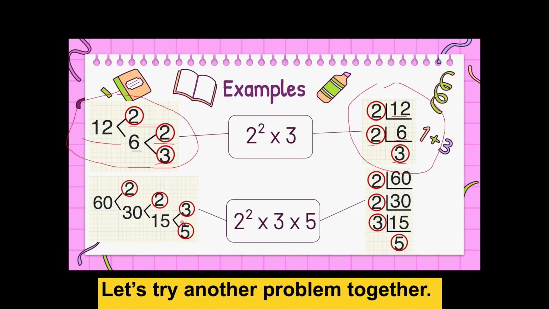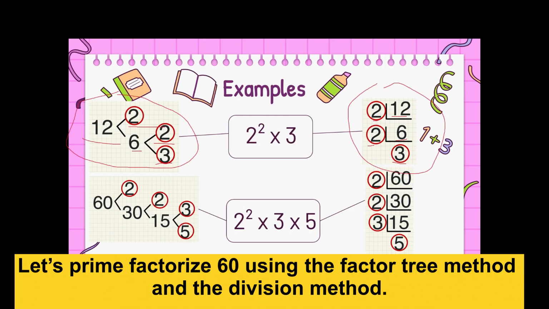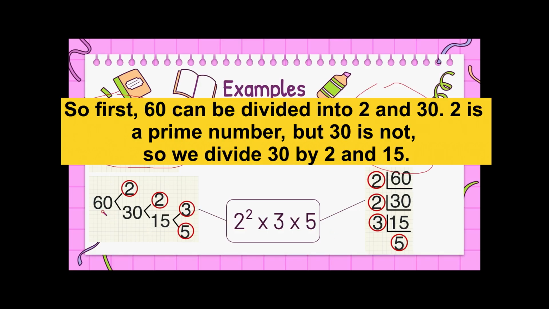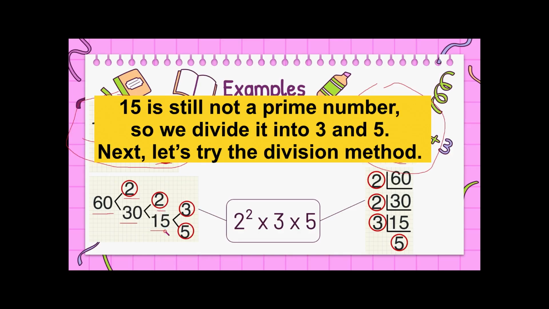Let's try another problem together. Let's prime factorize 60 using the factor tree method and the division method. So first, 60 can be divided into 2 and 30. 2 is a prime number, but 30 is not, so we divide 30 into 2 and 15. 15 is still not a prime number, so we divide it into 3 and 5.